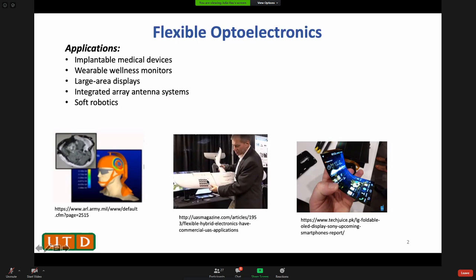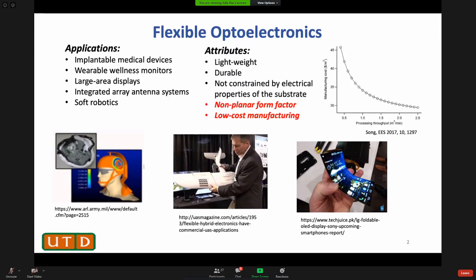So the attributes of flexible electronics is they are lightweight, they could be durable, they are not constrained by the electrical properties of the substrate. So you can put it on an insulating substrate, polymer substrate, whatever you like, papers. They have non-planar form factors, so you can mold it to helmets, mold it to the wings, and so that actually have a lot of application based on that. And they enable low-cost manufacturing.